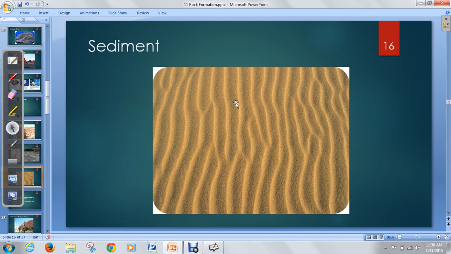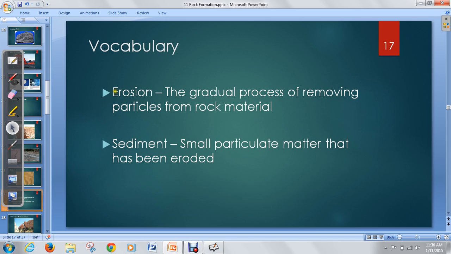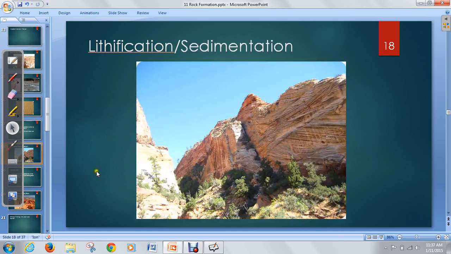Okay, and as that sediment is taken away, then we can start to get sedimentary rocks. So two definitions we want to know. Erosion is the gradual process of removing particles from a rock, and sediment is that small particulate matter that comes from that erosion. So once we have erosion, we get this sediment, then we need that sediment to actually turn into a rock. And that happens in a process called lithification, or sedimentation.